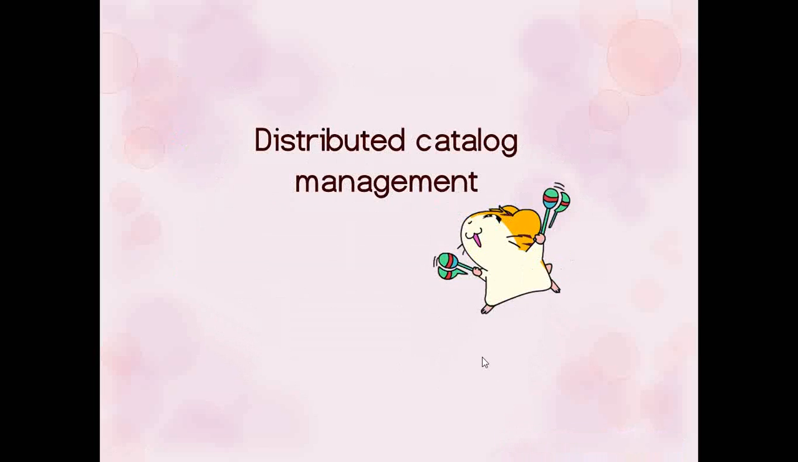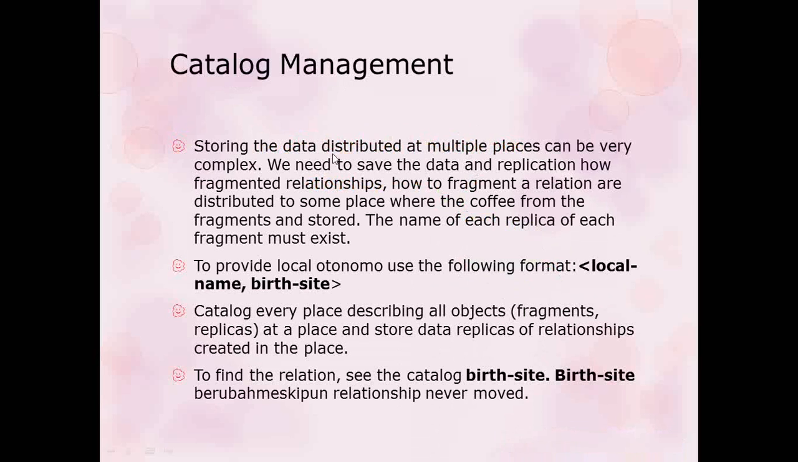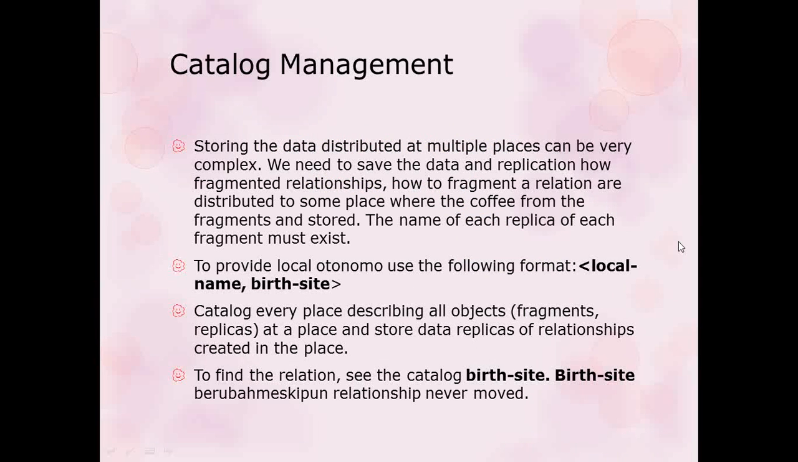Next subject, distributed catalog management. Storing the data distributed at multiple places can be very complex. We need to save the data on replication, how relations are fragmented, how the fragments are distributed to places, and where the copies of the fragments are stored. The name of each replica of each fragment must exist.